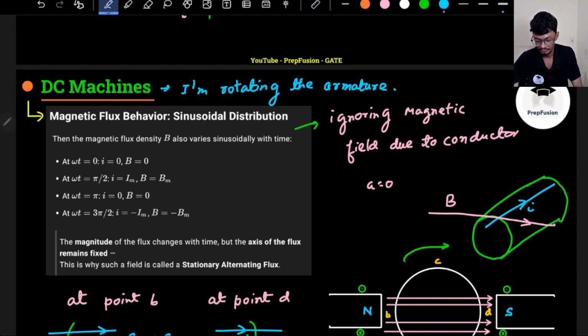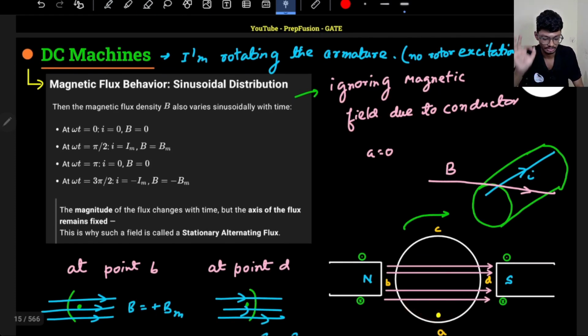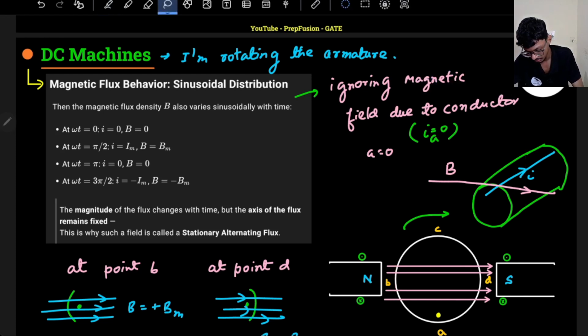Okay. So if I am rotating the armature, no current. Current is zero. No rotor excitation. I'm not providing any rotor excitation. That's why I am ignoring the magnetic field due to the conductor, because I have not provided any rotor excitation. That's why the magnetic field due to the conductor is zero, because I is zero. IA, armature current, is zero. That's why I forgot to mention this. I'm really sorry. Okay.